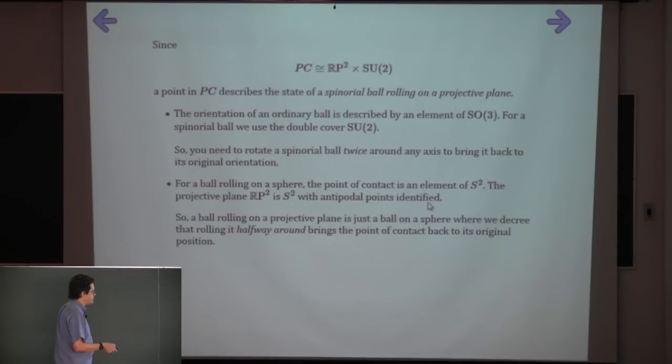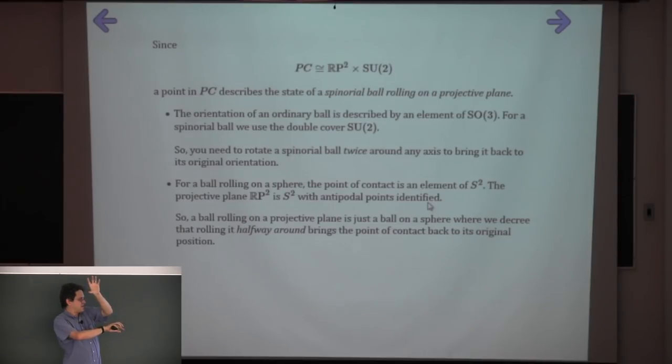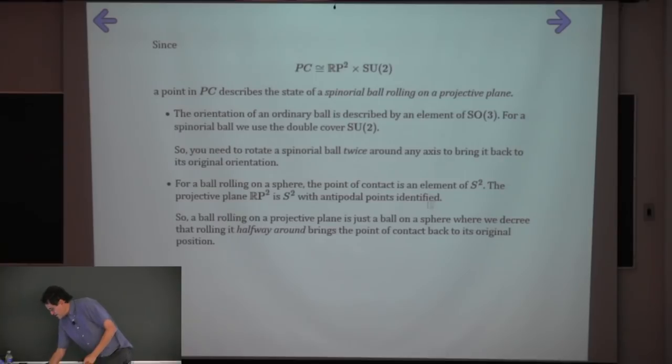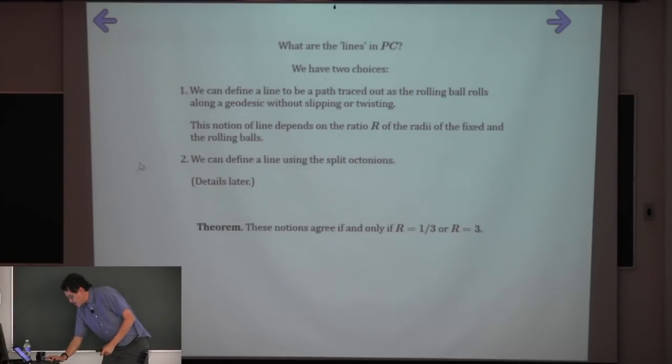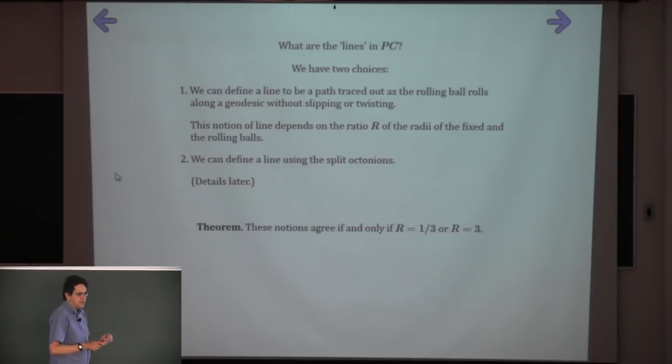Now, for a ball rolling on a sphere, its point of contact will just be a point on the sphere. But now we're going to use the projective plane, RP2. That's the sphere with antipodal points identified. So a ball rolling on the projective plane is just a ball on the sphere, where we say that if you roll it halfway around the sphere, its point of contact counts as being the same. One way you could imagine that is you could have two small balls rolling on a big one. And once they've gone halfway around, as long as you can't tell which one is which, you're back to where you started from. So that's the space, PC.